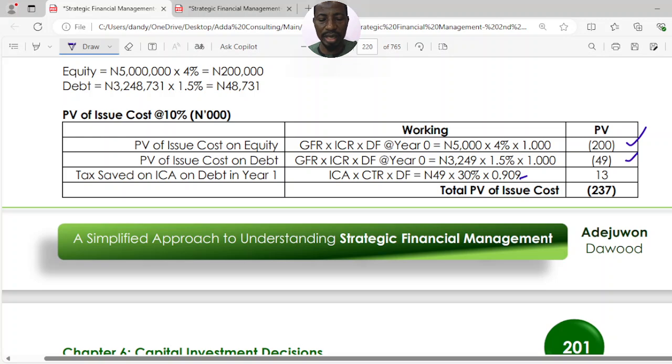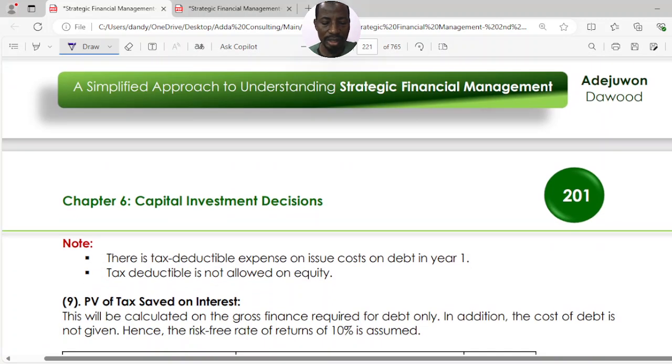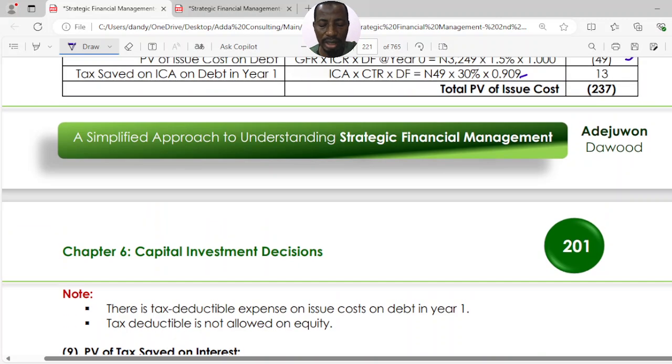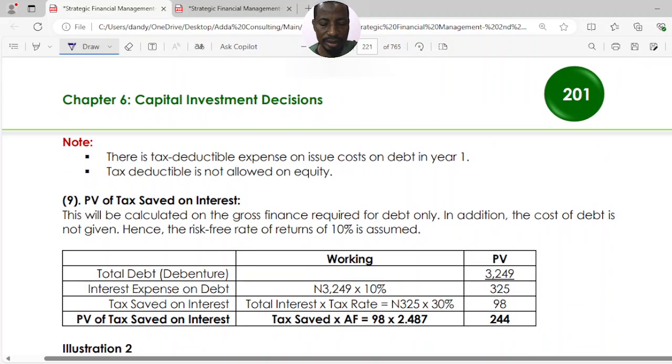I will keep it on one side. I need to go back to the question. Am I given a subsidized loan? According to the question, there is nothing like subsidy. Since there is no subsidy, I will just ignore it. Remember, there is no tax deductible on equity. You can't claim tax benefits on equity. It is only on debt that you can claim tax benefits, and that's why we calculated only on the debt, but nothing on the equity.